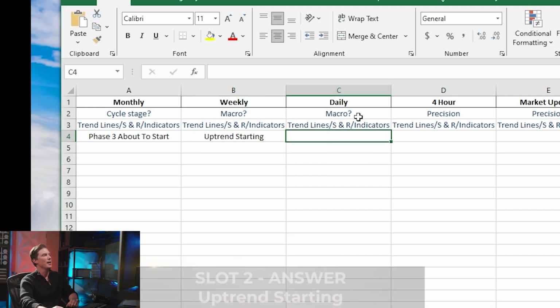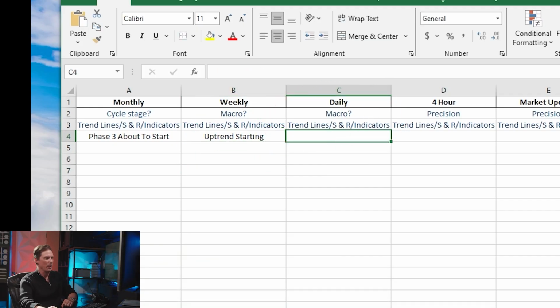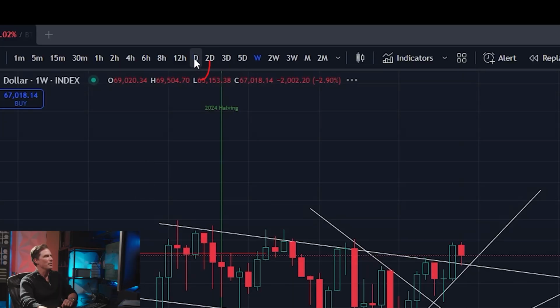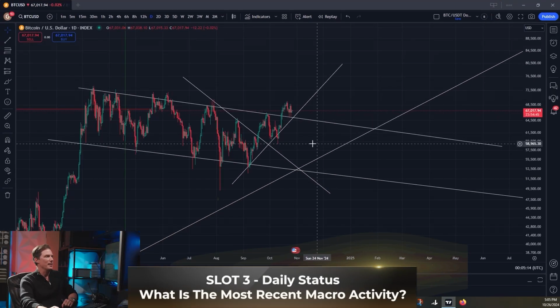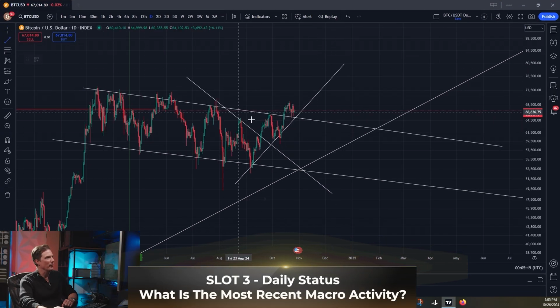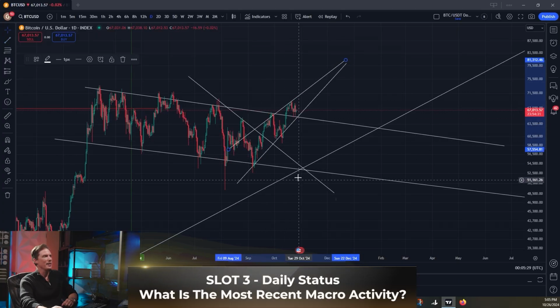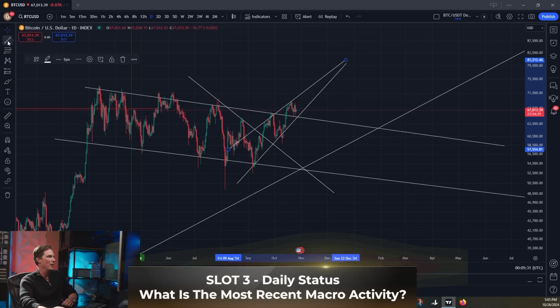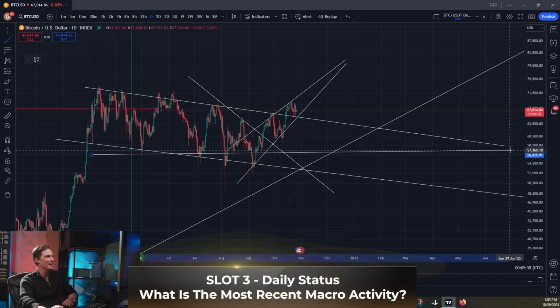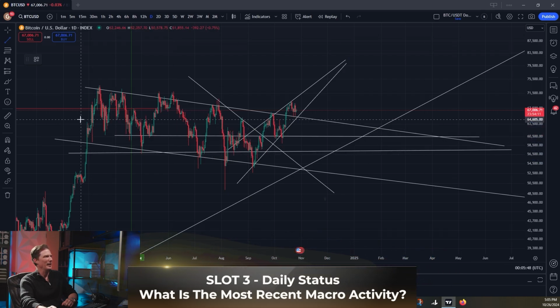Okay, so what is the daily macro? So I'm gonna go ahead and switch this to the daily, and it looks like the same thing to me on the daily. Bitcoin's starting to form a little bit of an upward channel here. So I've got my upward and downward channel trend lines. Let's go ahead and draw some support and resistance. Looks like we got maybe some support here too.